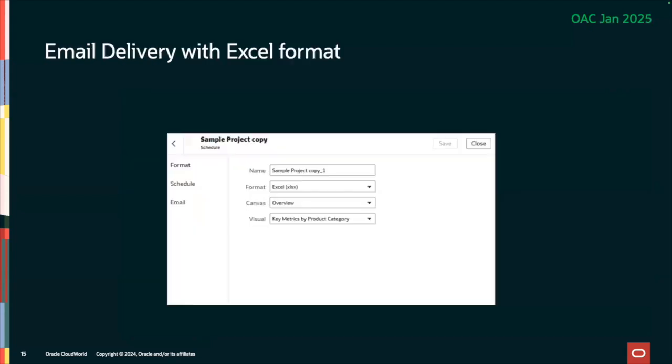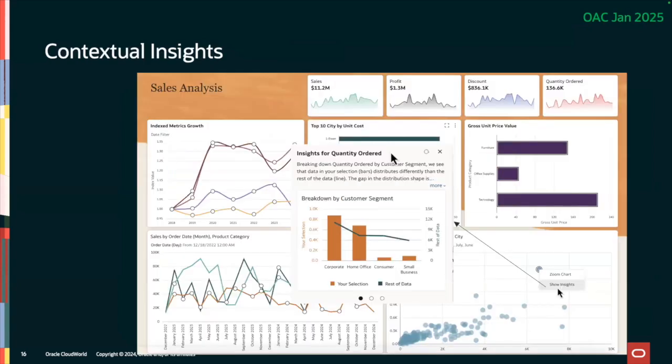The scheduling of workbooks will also have the Excel support. This is going with the January 2025 OAC update. So any feature up until January 2025, OAS customers are going to get it. For this one, I believe there is a limited availability program going on right now, but it will be GA in 2025. This is contextual insights.